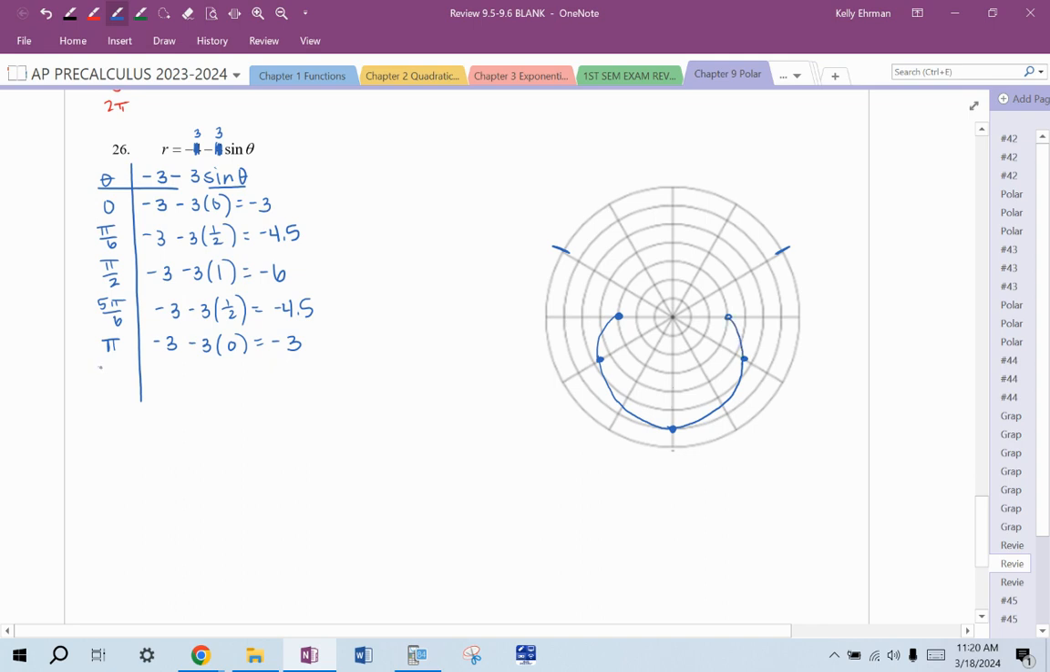Okay, and then we're going to plug in 7 pi over 6. Negative 3 minus 3 times negative 1 half. So that's negative 3 plus 1.5, so that's negative 1.5. So face 7 pi over 6, but go backwards 1.5 units. And then we can plug in 3 pi over 2. Negative 3 minus 3 times negative 1 is negative 3 plus 3, 0. And okay, fine, maybe I'm convinced enough by my symmetry here to let this go. All right, that's our cardioid.